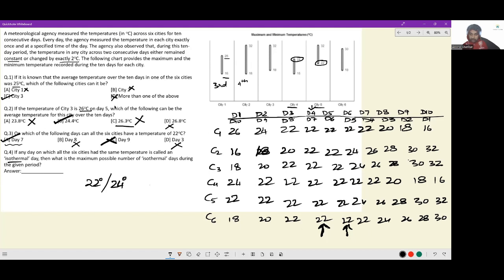Now let's look at these days. Can this 20 be turned to 22? No, it started off at 16, so not possible. Let's look at this day 5, or day 6, however you choose to call it. Can I get these two? Can I get this to 24? If I get this to 24, what would happen?